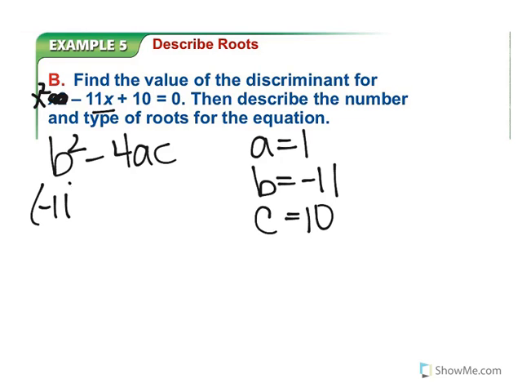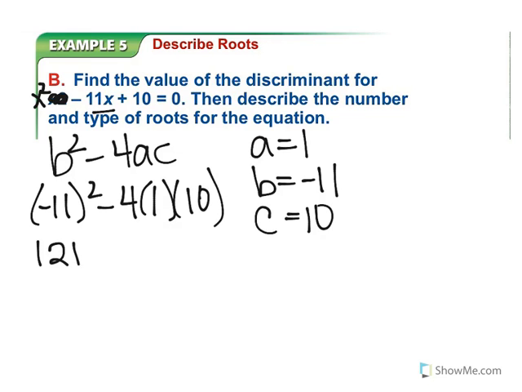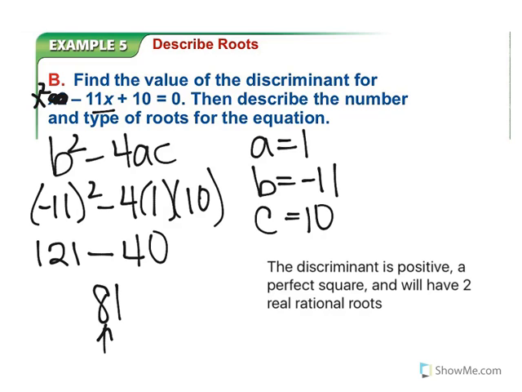Now let's plug in accordingly. We have negative 11 squared minus 4 times 1 times 10. 11 squared is 121 minus 40. 121 minus 40 is 81. Now, this should be screaming at you. 81 is a perfect square because the square root of it is 9. The square root is a whole number. So since it is a perfect square, that means we're going to have two real rational roots.